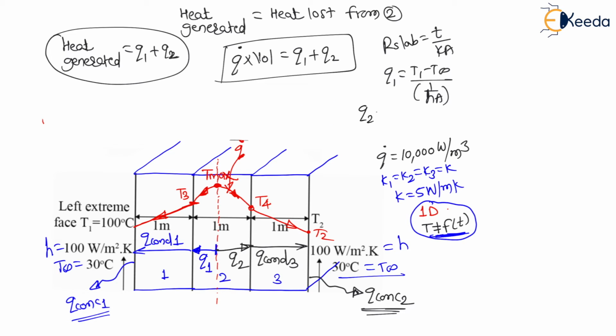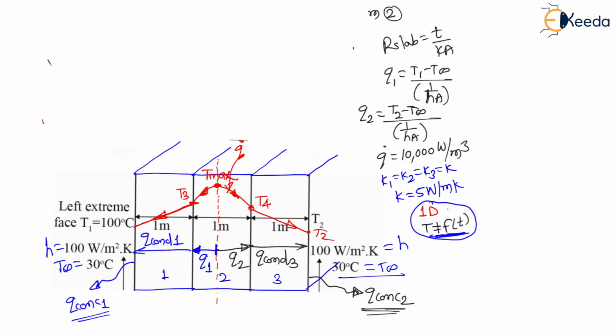Therefore, Q2 is equal to (T2 minus T infinity) divided by 1 upon hA. Now, my dear students, let us equate them. Here, heat generated, Q dot into volume, is equal to Q1 plus Q2. Let us put in these equations. The final equations will become like this.